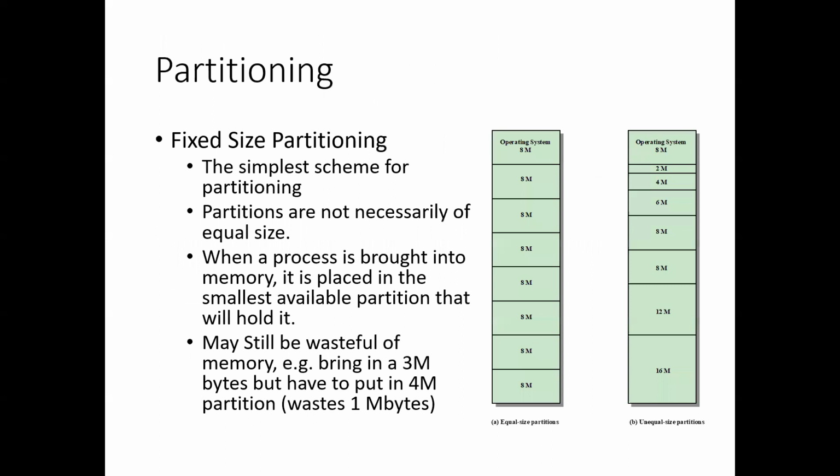So let's look at partitioning. The easiest one is fixed size partitioning, and basically partitions don't have to be of the same size, but we have to set them aside as a fixed amount. When a process is brought into memory, it's placed in the smallest available partition that'll hold it. It could still be wasteful of memory. We could have a 3 megabyte process, but have to put it into a 4 megabyte partition, which would waste 1 megabyte of potentially usable memory.